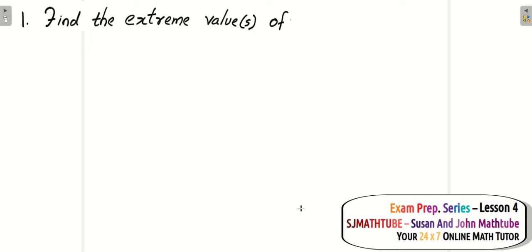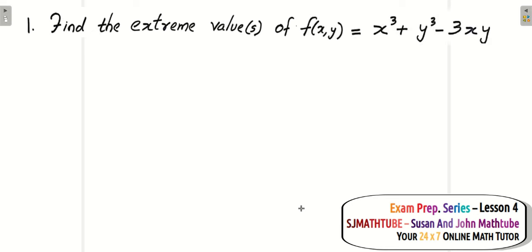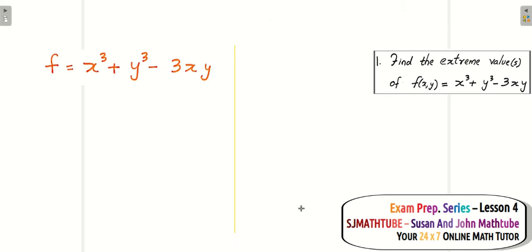So the question is, find the extreme values of f of xy equal to x cube plus y cube minus 3xy. And like I told you before, there is no condition. So the question is a function in 2 variables and no conditions. I have kept the question on the right side of the screen, and let's start with the given function. So do you remember the procedure?